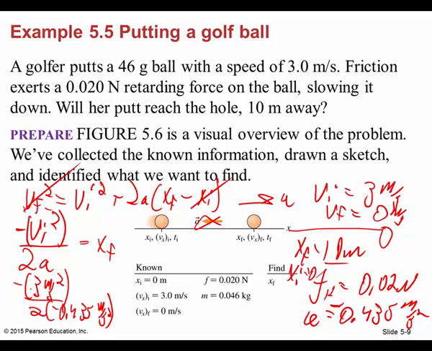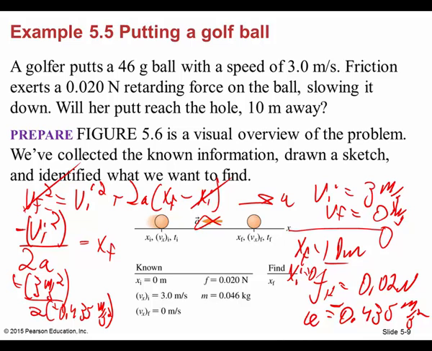Okay, notice the negatives cancel out. So we got 3 squared, which is 9, and 9 divided by 2 times 0.435. Y'all cannot keep from making a mistake. So 2 times 0.435.